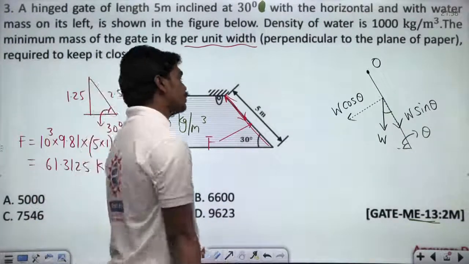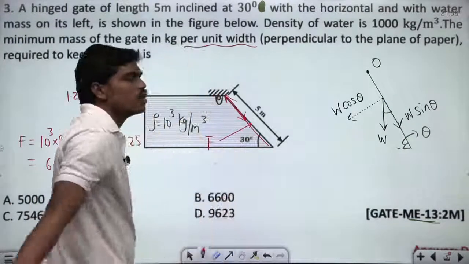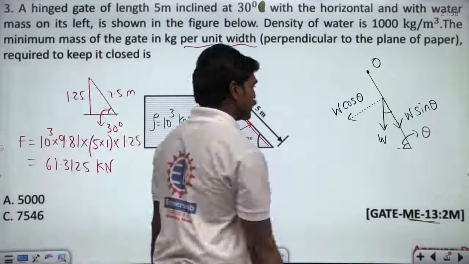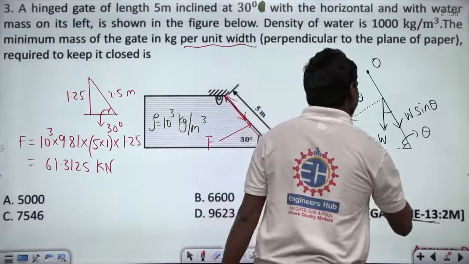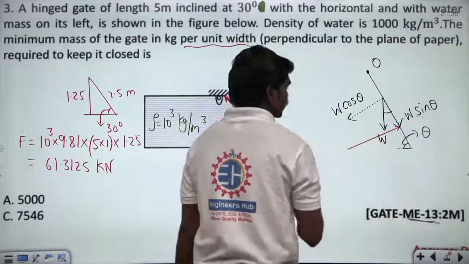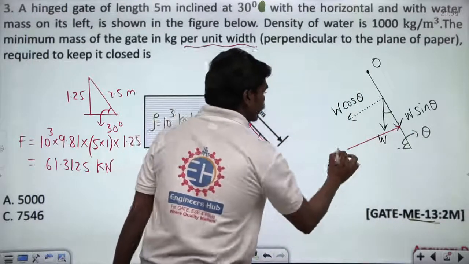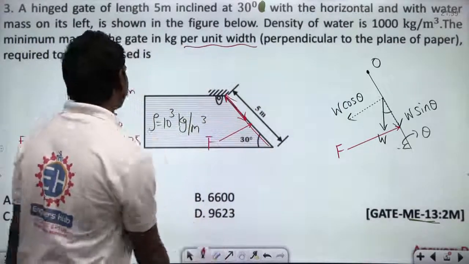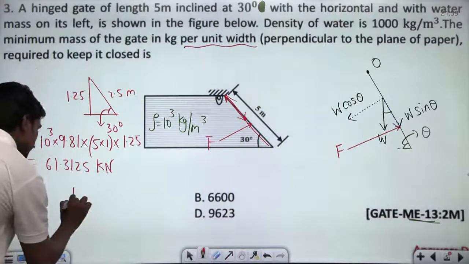And this pressure force will be acting perpendicular to this plate, because we know pressure is always normal. So if this is the net pressure force, it is always normal to the plate. So this force is F. Now we should know at what height it's acting. So depth of center of pressure, h_p star.